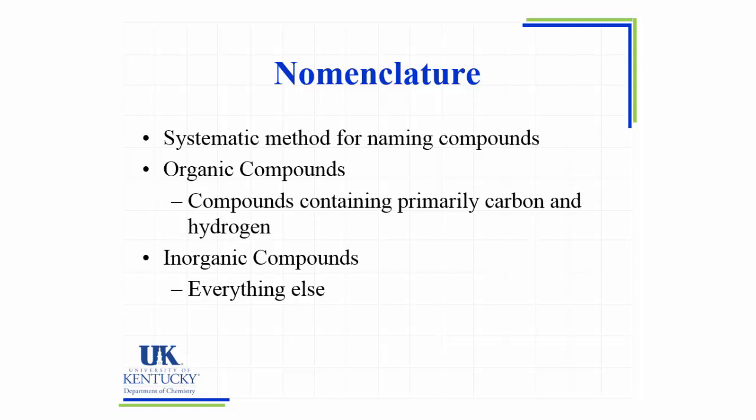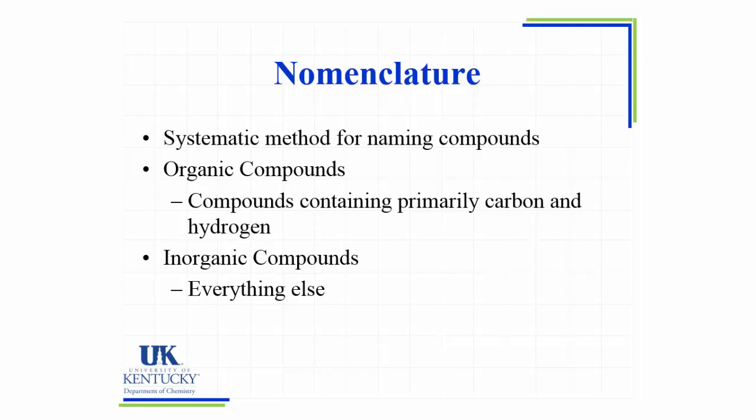The first thing we want to do is figure out what nomenclature is. Well, it's just a systematic method for naming compounds. What this allows us to do is that no matter where we are in the world, we have rules to follow to learn how to name a compound. And this is important, so if we're trying to compare results or compare experimental procedures, we're all doing the same thing with the names of the compounds.